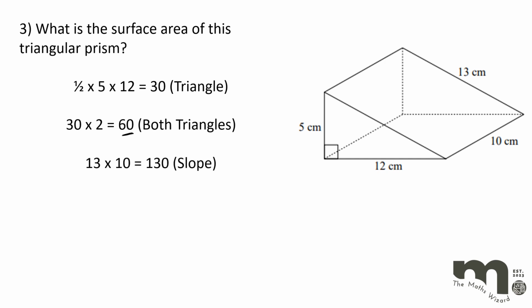Then we've got this slopey bit on this right angled triangle here. So we've got this bit here, which is actually a rectangle, as you can see. So we've got 13 by 10 for that, which is 130.